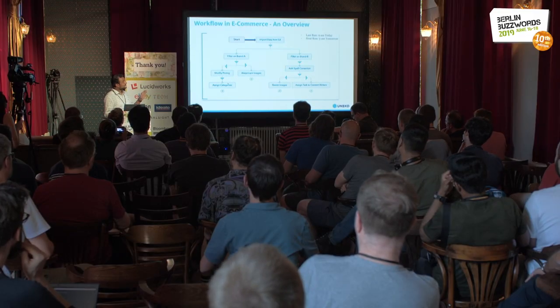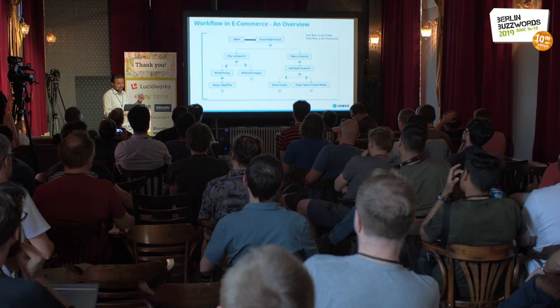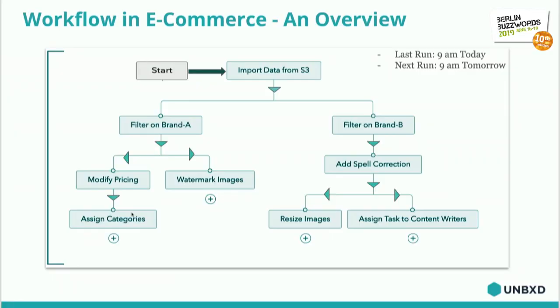He gets his data from S3 into Unbxd PIM, and here he filters it based on a particular brand. Based on the filters, it branches out into two different kinds of operations. As we can see, on one kind of product he applies an operation called modify pricing, and then watermarks images, and so on.